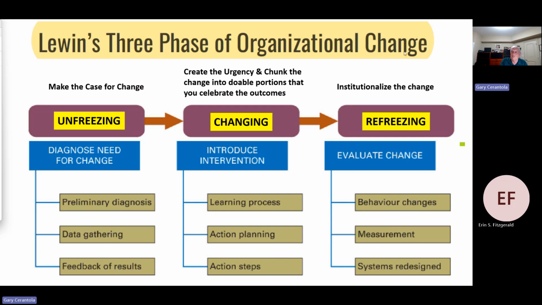Three phases of organizational change. I've used this, and the whole key component is unfreeze. What that means is you're making the case for change. You're saying, hey, if we keep going like this, we're going to be bankrupt in 2 years. Here's the data. This is what it's showing. We're losing market share. And you unfreeze that. And then you say, okay, so here's what we really need to do, and you go through a learning process. You go through this action planning. You go through these action steps.